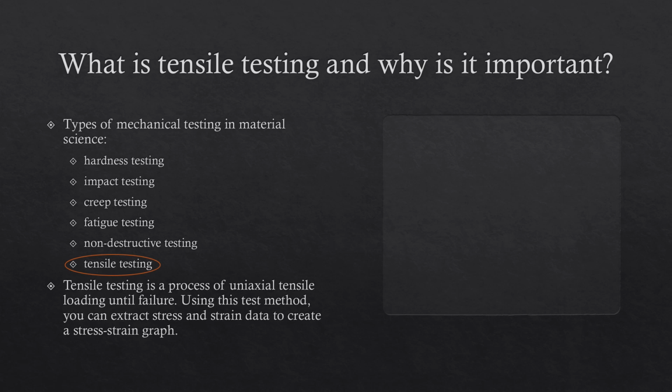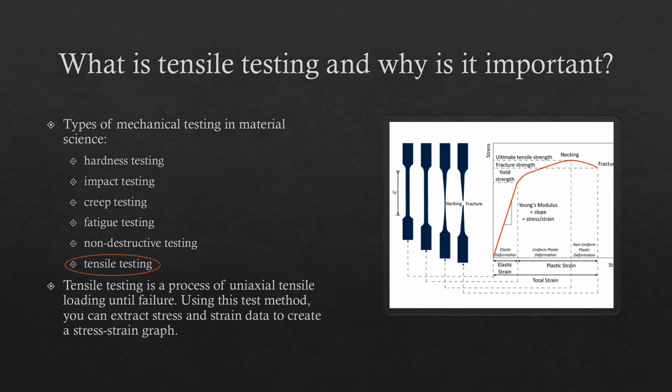The main purpose of tensile testing is to produce data that can then be converted to stress-strain curves. In the figure to the right, the typical dog bone specimen and the stress-strain curve are illustrated. Key points on the stress-strain curves I will be touching on throughout this presentation will be the yield strength and ultimate tensile strength.